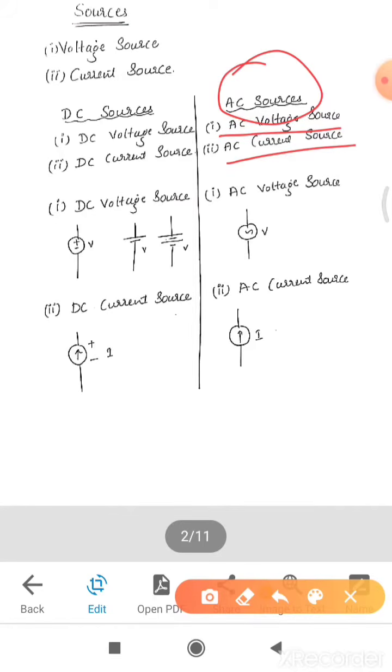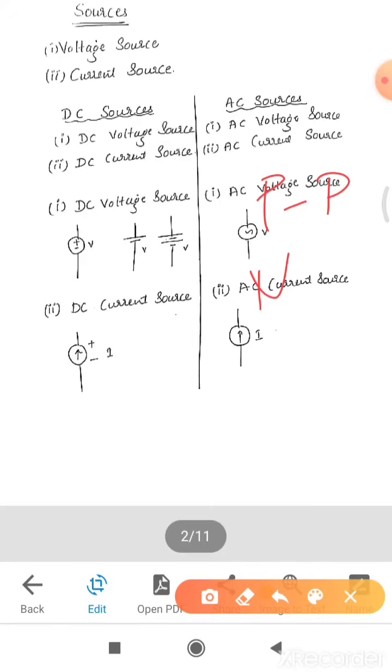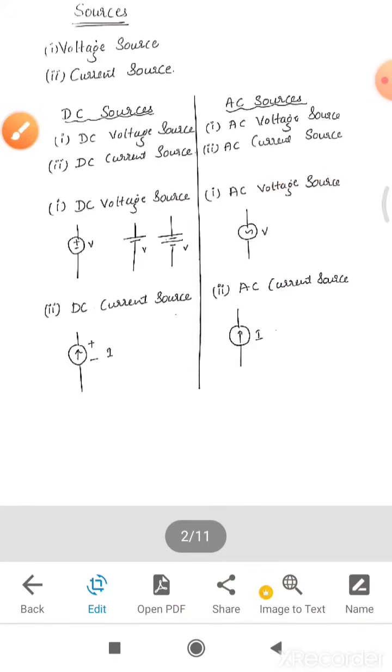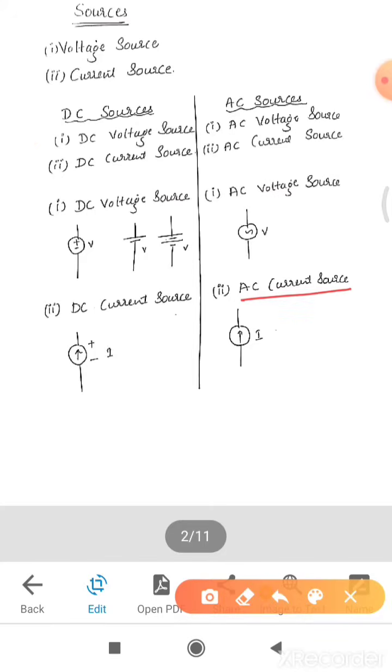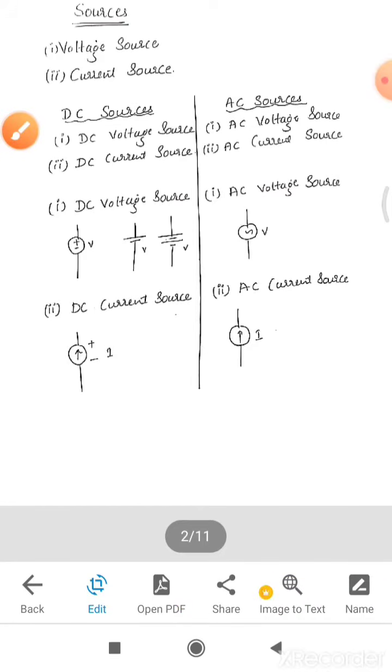What we can see in the AC voltage source is that there are no such polarities, positive and negative, but we have P and N, that is P for phase and N for neutral. Next we have the current source. Its representation is similar to this one, only we are not going to represent positive and negative here. This is about your sources. I hope you have got this.